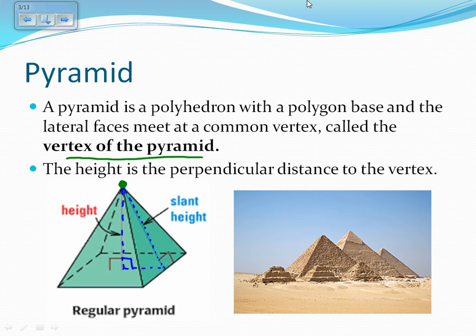Yes, so if this is the edges of my pyramid, the slant height would be from the bottom walking up the side of the pyramid to the top. The height, if this is my pyramid, the height is this distance. Okay?